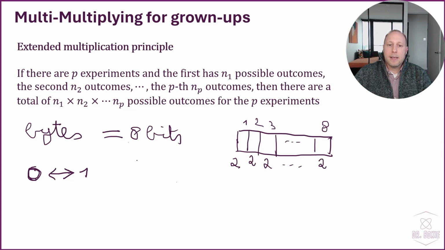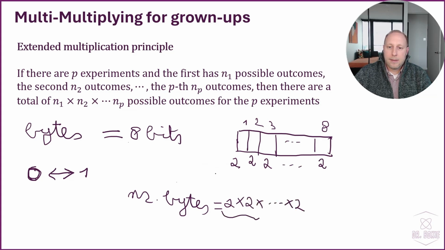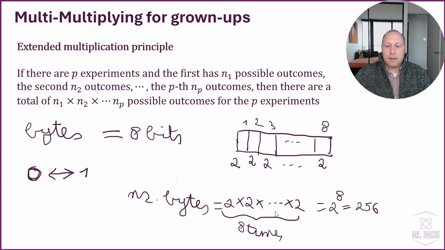In other words, the number of possible bytes that we can create is, according to this multiplication principle, 2 times 2 times 2 times 2, the number of possible outcomes for each of the experiments individually, and then just multiplying them. So that's 2 times 2 times 2, 8 times, which is 2 to the power 8, which is 256. So it turns out, using 8 bits, we can have 256 possible values for a byte.